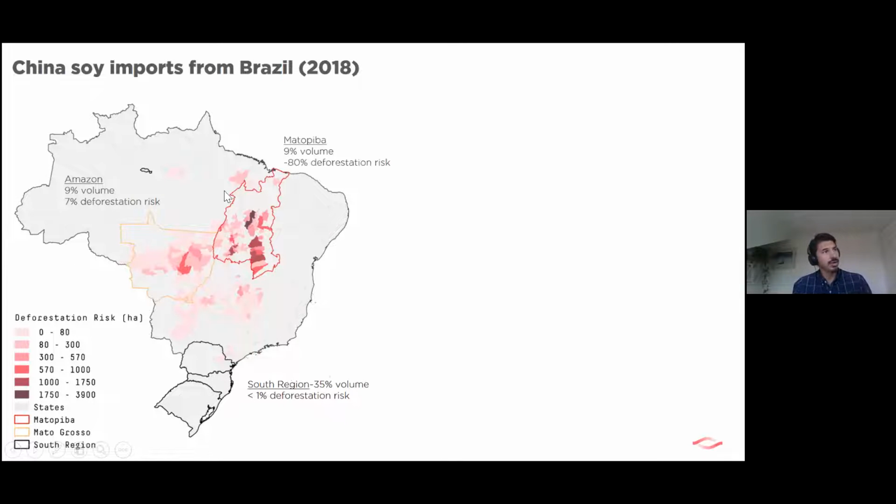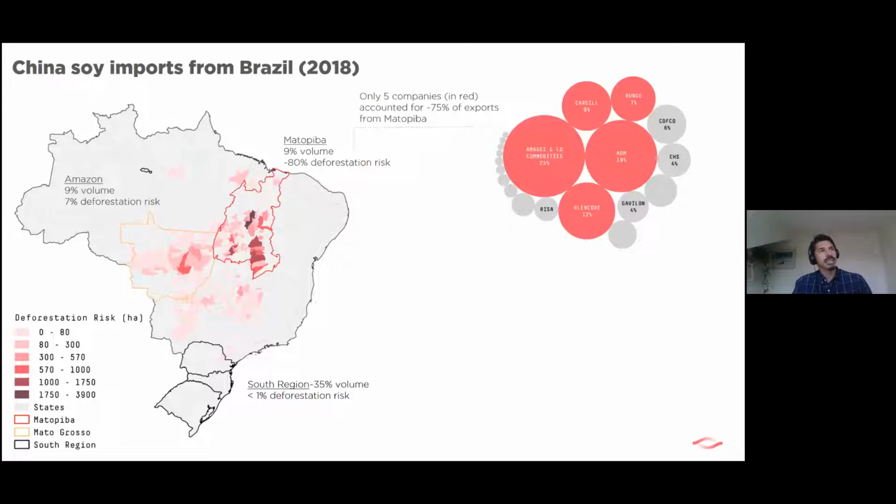But then when we look at this region here in red, which is called Matopiba, we see that although only 9% of the volume came from this region, actually it accounted for 80% of the deforestation associated with the soy that China was importing. And if we go one step further, then we can see which are the companies that are trading from this specific area in Brazil. So only 5 companies accounted for 75% of exports to China from this region in Matopiba, where the deforestation risk is really concentrated.